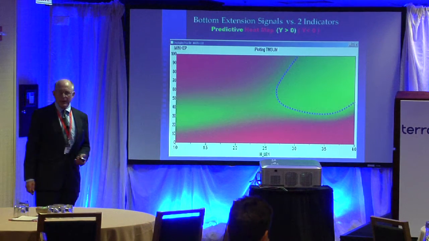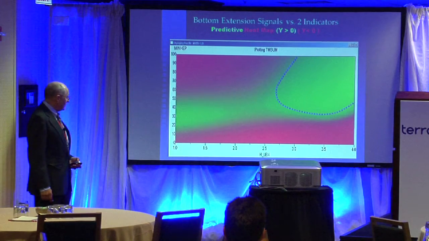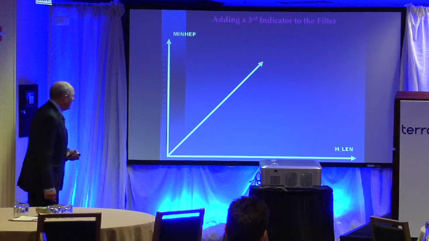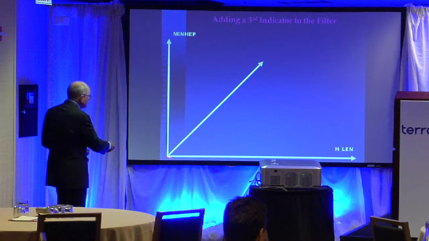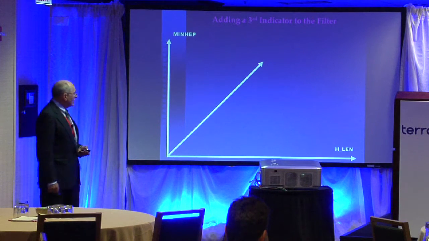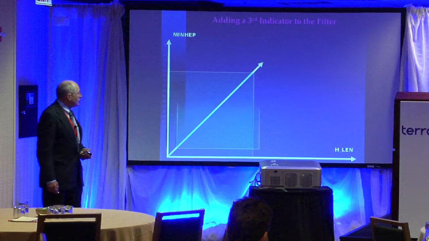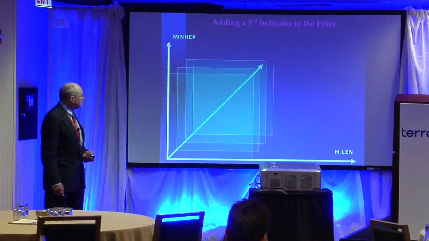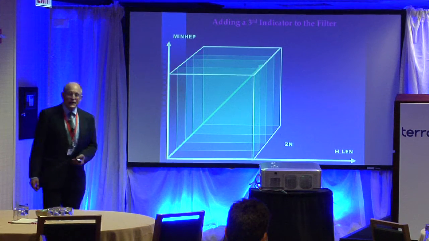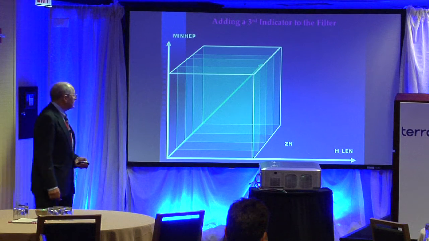But these are just two-dimensional plots. So what happens if you look at a third dimension? You can't see that very easily here. So what I did is take min HEP and H len, and then introduced a third variable, and then looked at that space at various slices throughout the space. Slices along a variable called Zn. Again, I don't know what these things are.